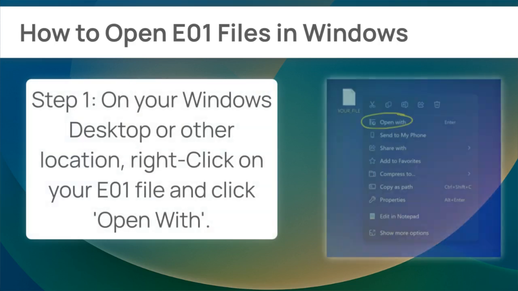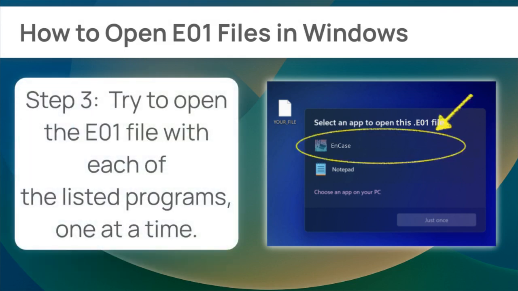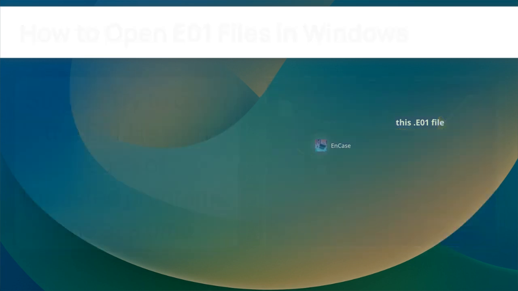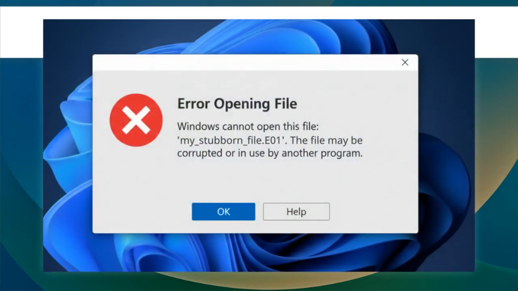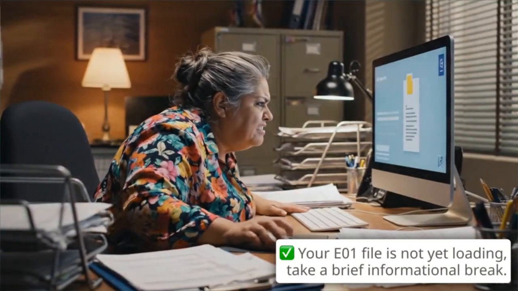Open the context menu by right-clicking your E01 file and choosing Open With. Try EnCase first. If it's absent, select another program. This trial and error approach is vital. If the E01 file won't budge, stay calm. Before we proceed to the guaranteed fix, let's clarify the why.